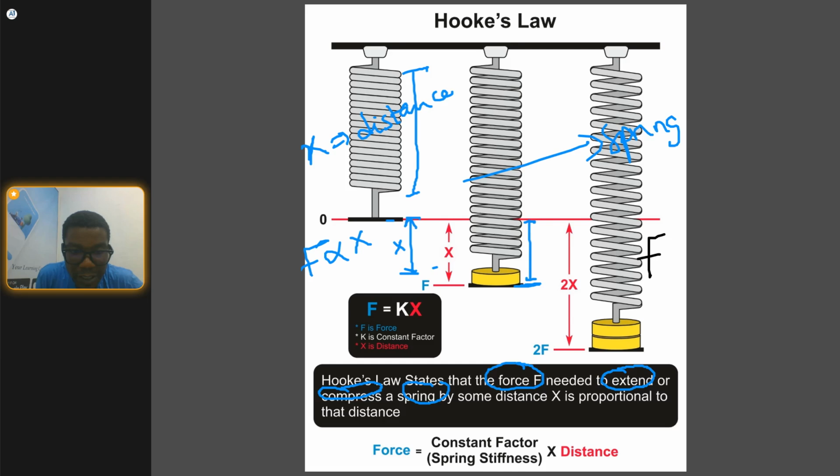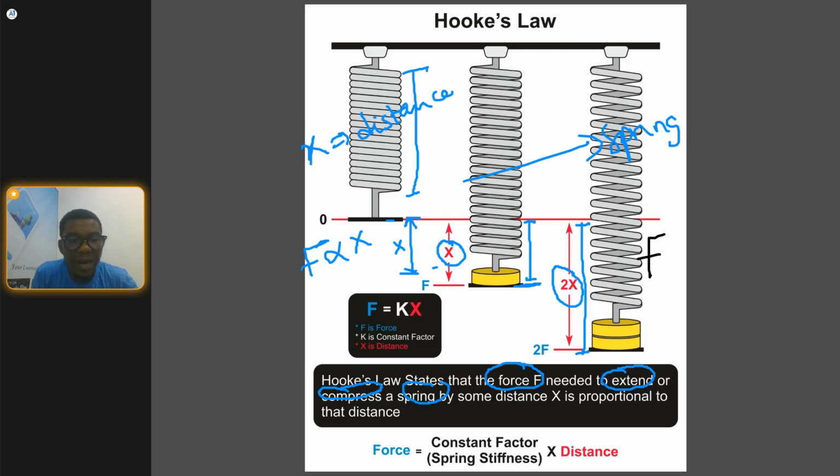So that is why we identify it as X. The distance at which it has stretched, the distance at which it has compressed, is referred to as x. Now look at this one. From here to here, we have an extension, and now it is times 2 of what we have here. Times 2 of the distance we have here.